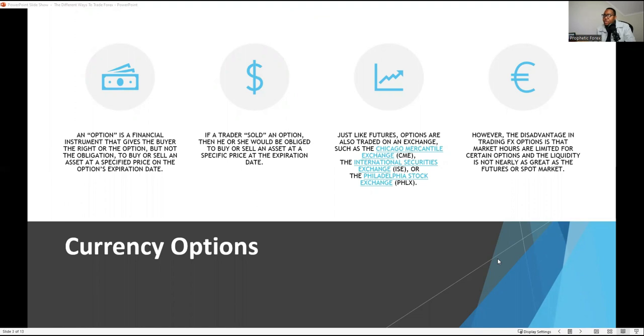Just like futures, options are also traded on an exchange such as the Chicago Exchange, the International Securities Exchange, or the Philadelphia Stock Exchange. However, the disadvantage in trading FX options is that the market hours are limited for certain options and liquidity is not nearly as great as futures or the spot market.